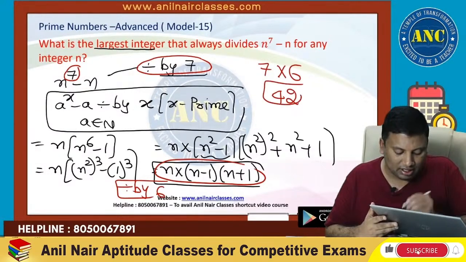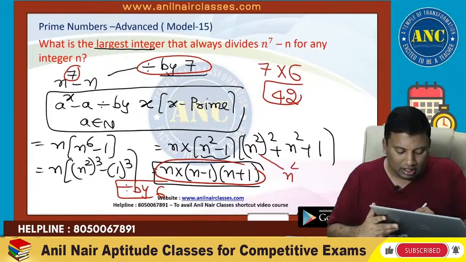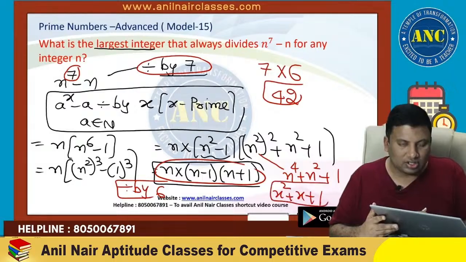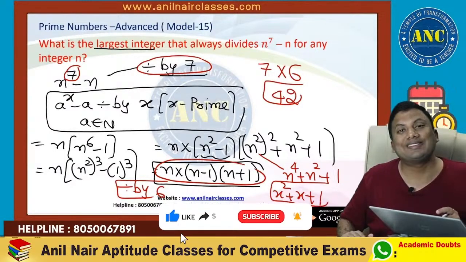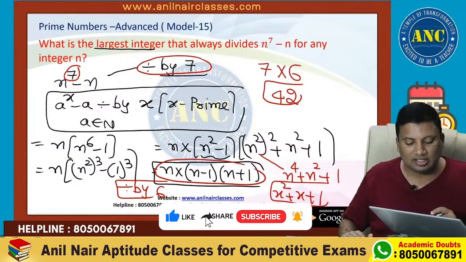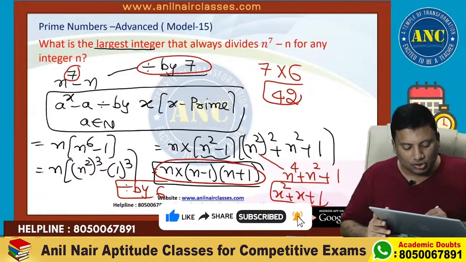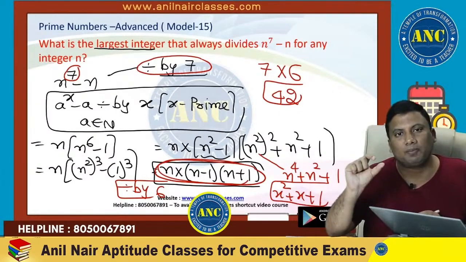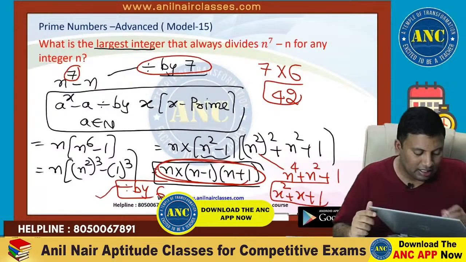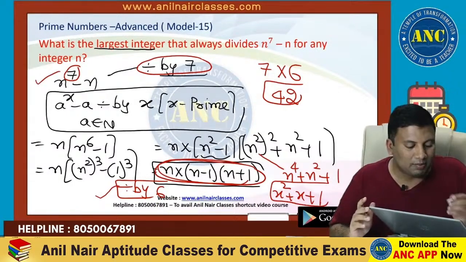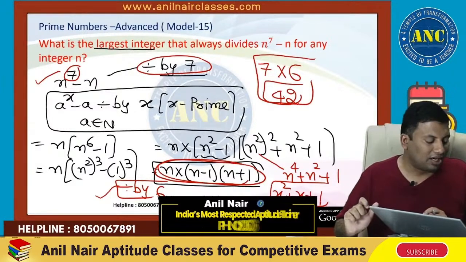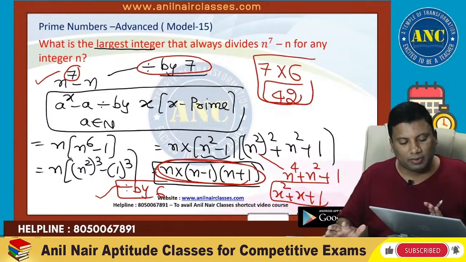Remaining is 42. This is nothing but n power 4 plus n square plus 1, which is like x square plus x plus 1. The discriminant is less than 0, so the roots are imaginary. So only this needs to be considered: n minus 1, n, n plus 1 are three consecutive numbers, divisible by 6. This number is divisible by 7. So the answer should be divisible by 42.